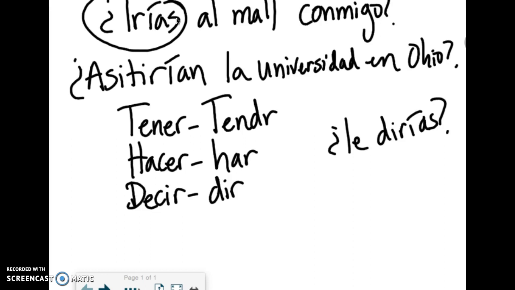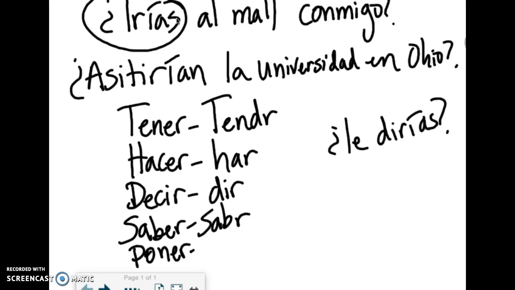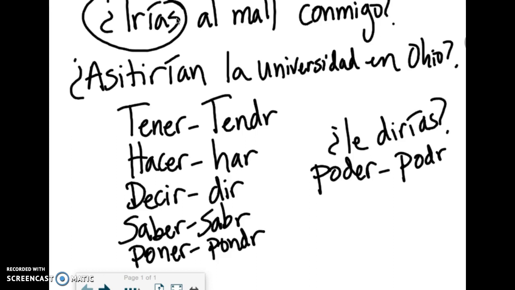Okay, what's another one? You know them. Saber, to know, becomes sabr-. Good. What else? Poner. What does poner mean? To put. What does it become? Pondr-. Good. Let's keep going. Poder, to be able. Would you be able to feed my dog? Would you be able to walk my dog? Would you be able to watch my kids? Whatever. Becomes podr-. Good. What else? Venir, to come to or to come from. Becomes vendr-. Good.